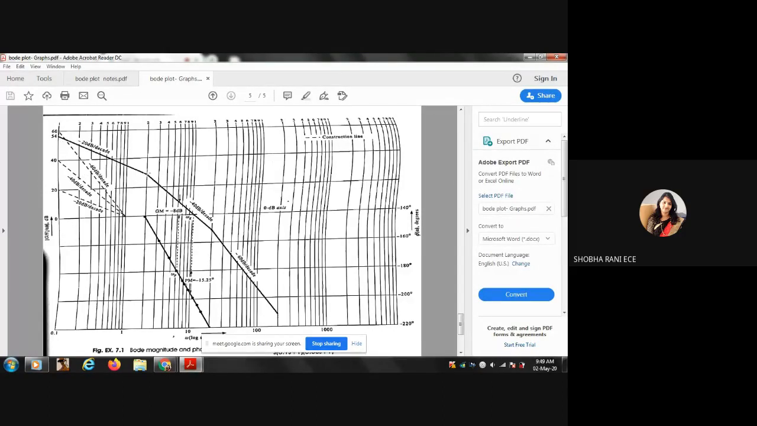This line has to be drawn till omega 1 is equal to 2. So from omega equal to 0.1 till omega equal to 2, I should draw a line having the slope minus 20 dB per decade. So this is one way. Or the other way is, this is also an easy method.